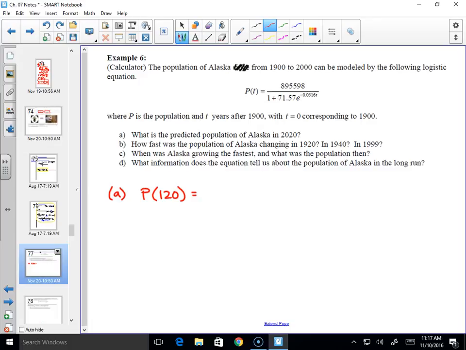Can you guys review the exponent? E to the negative 0.0516, so let's make it x. Is that cool? Then 71.57 and then we got it.